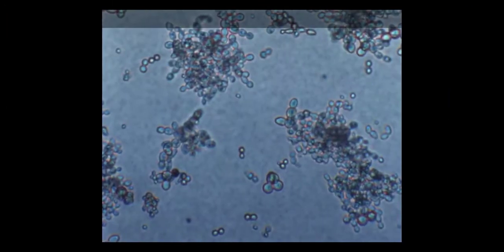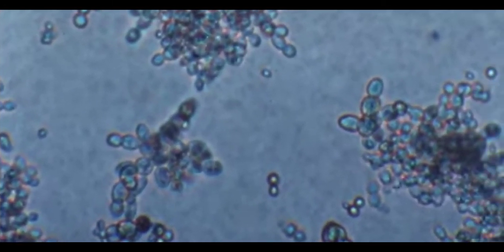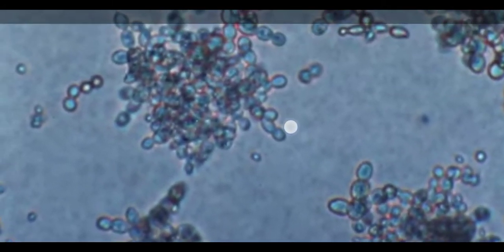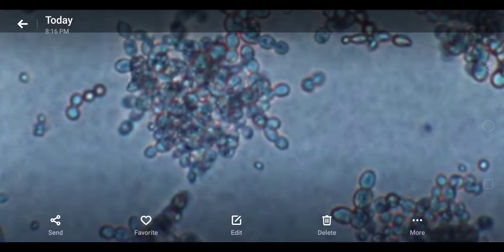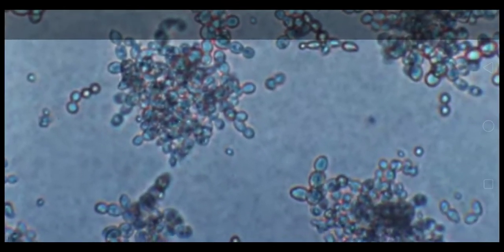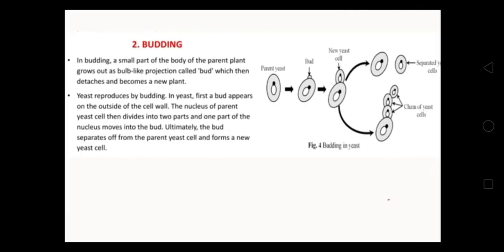This is a picture of yeast. Yeast is a fungus and it reproduces by the budding process. As you see in the picture, there are buds. Different buds are formed on the parent's body.